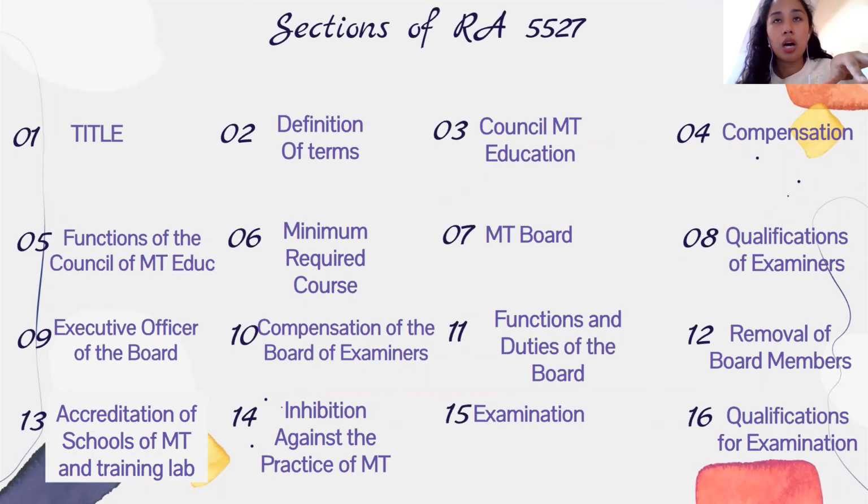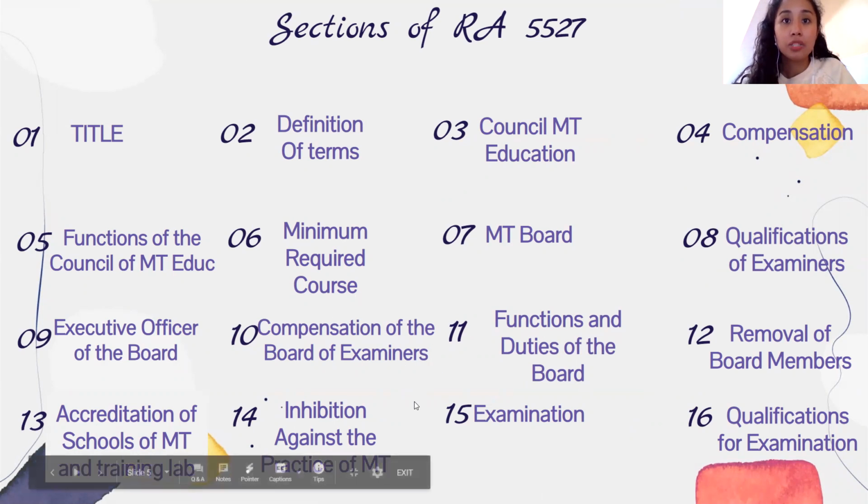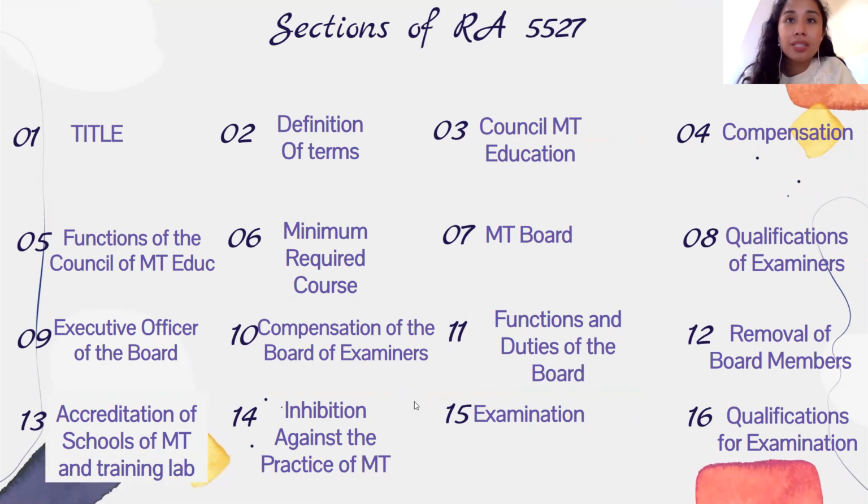Of course, you need to get the education first. Class, these are the sections of your RA 5527, and we actually have 31 sections. You will have a subject on medtech laws, where you will study RA 5527 in detail. But as of now, I'm just going to tell you the sections on which your CMO 13 is based.